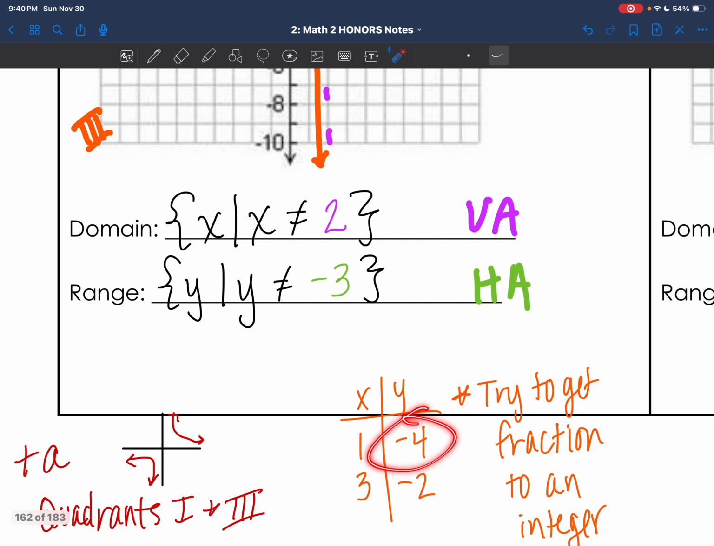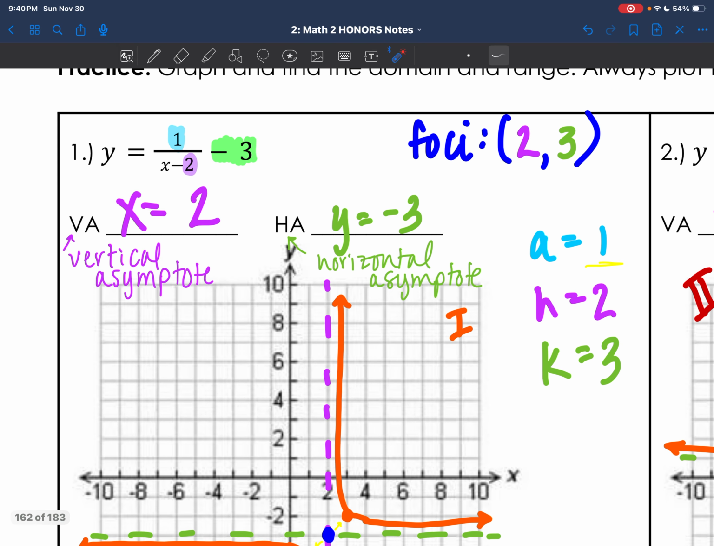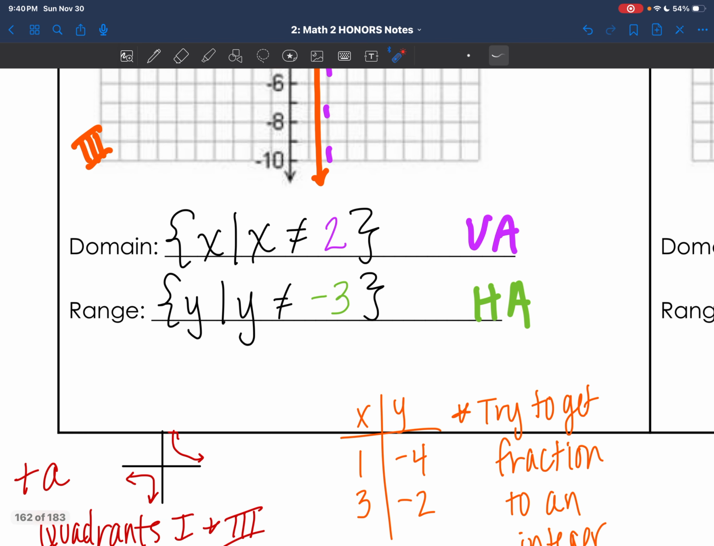And then that's going to give me -4. And then another way would be if I were to make this positive 1, it's going to be 1 over 1 minus 3. So again, that's where we get our -2. So that's one way that we can start to get our points.